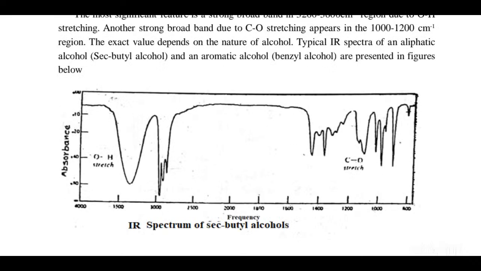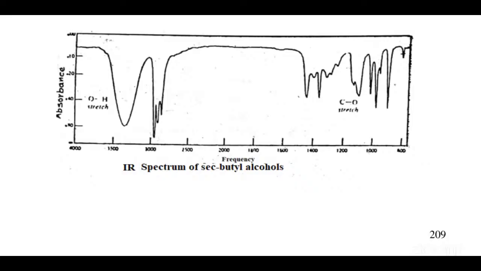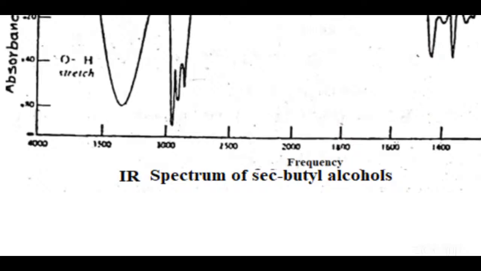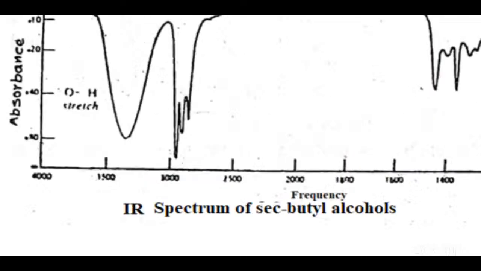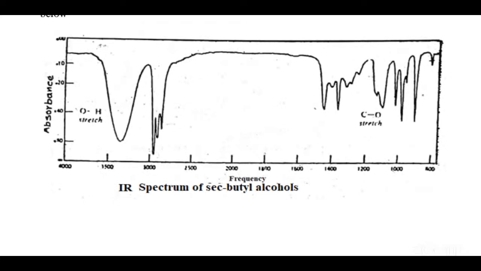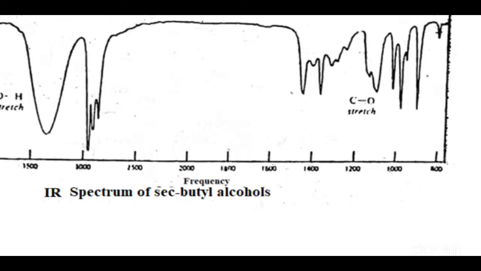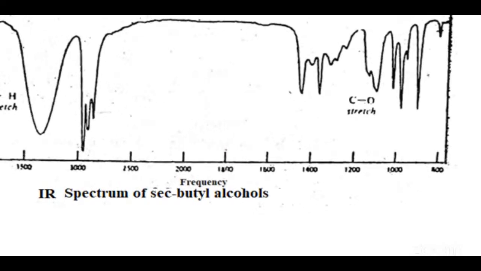So here the example is given for a secondary butyl alcohol. The OH stretching frequency generally appears around 3400 somewhere here, right? So 3400, and the CO stretching frequency is observed in the range of 1050 to 1100 somewhere.